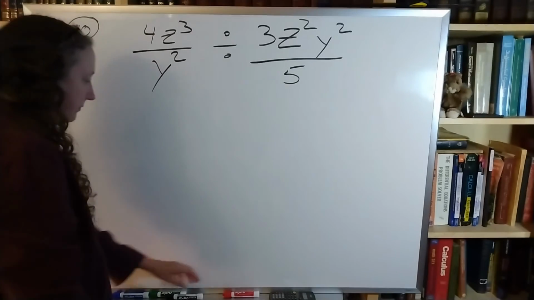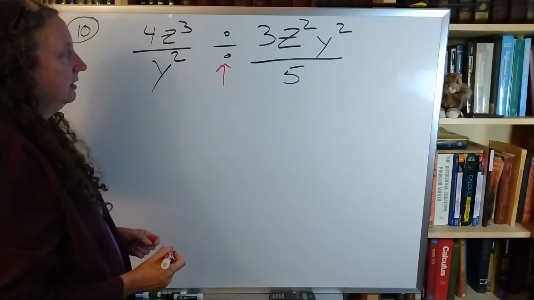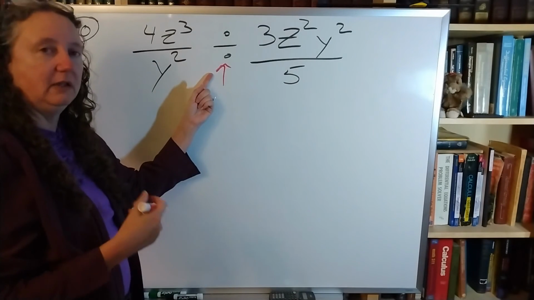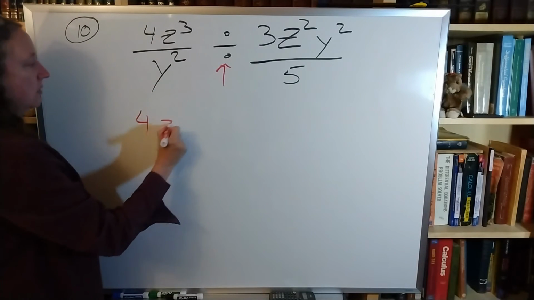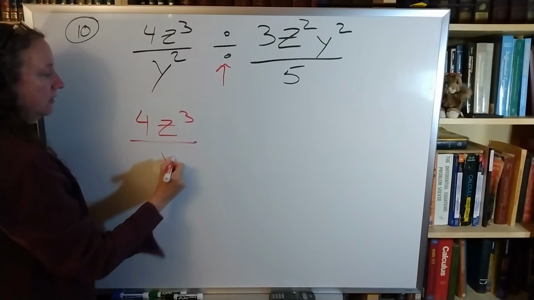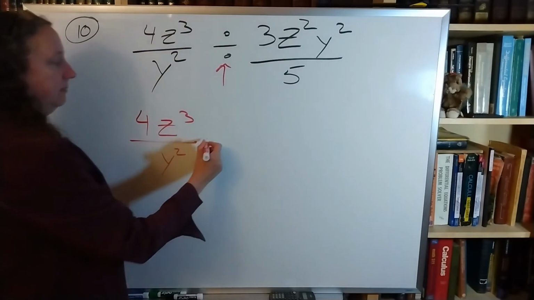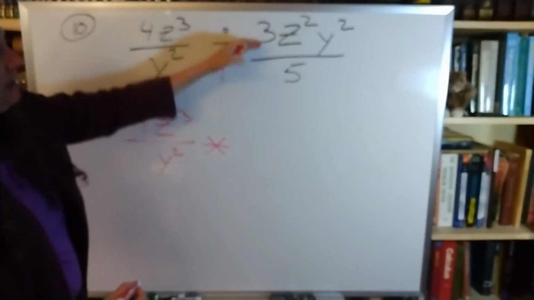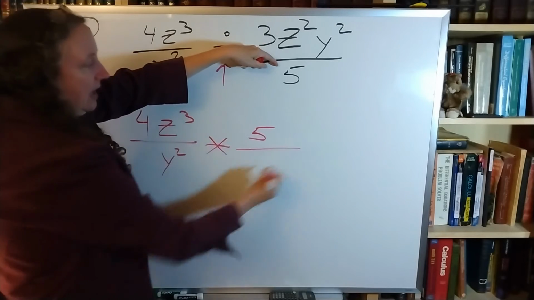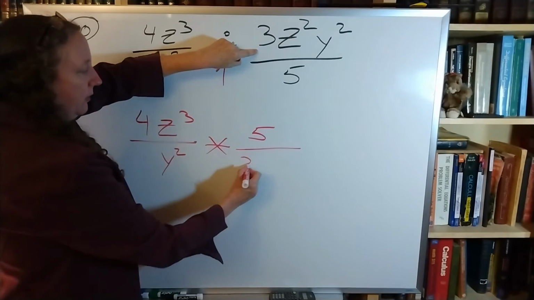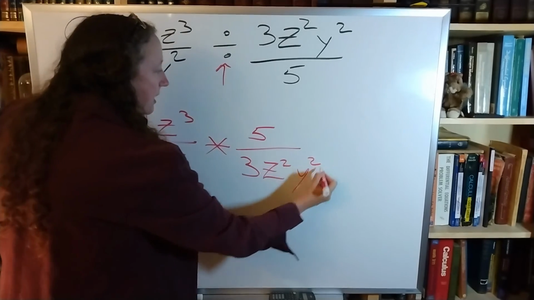Okay. First thing I see about this, I have a divide by sign. I can't do anything until I get rid of that divide by sign. So I'm going to keep the first fraction as it's written, 4z to the 3rd over y squared. I'm going to change that into times, and I'm going to flip that over itself. So what's on the bottom, the 5, is now on the top. What was on the top, the 3z squared, y squared, is now on the bottom.